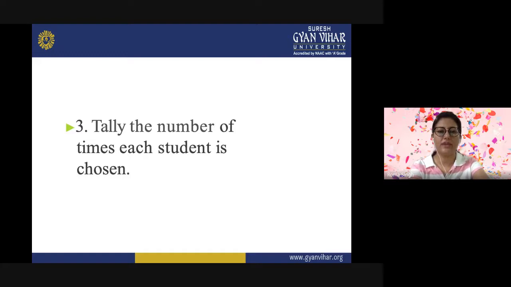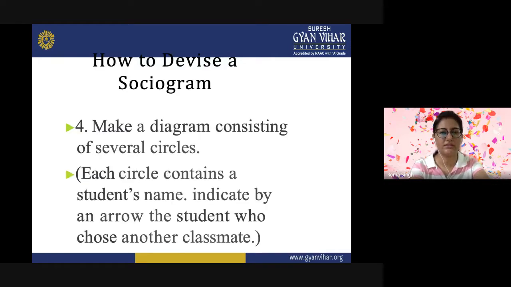Tally the number of times each student is chosen. So you have to find out, after going through those forms and interpreting the data, the number of times each student has chosen certain students, classmates. Make a diagram consisting of several circles. Each circle contains a student's name, indicated by an arrow, the student who chose another classmate.